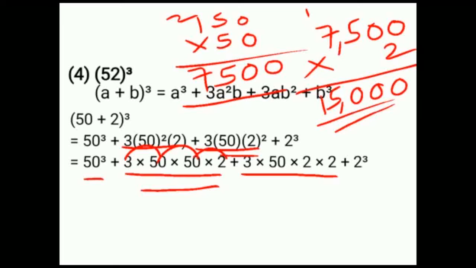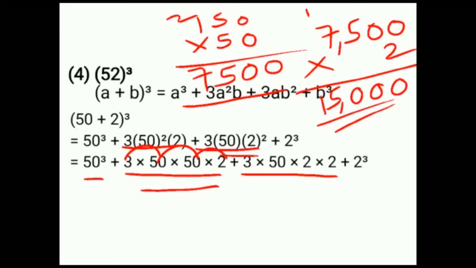And finally you have to solve B cube part. B cube is 2 cube. 2 2s are 4. 4 2s are 8. I wrote all this, your answer after multiplying all this.